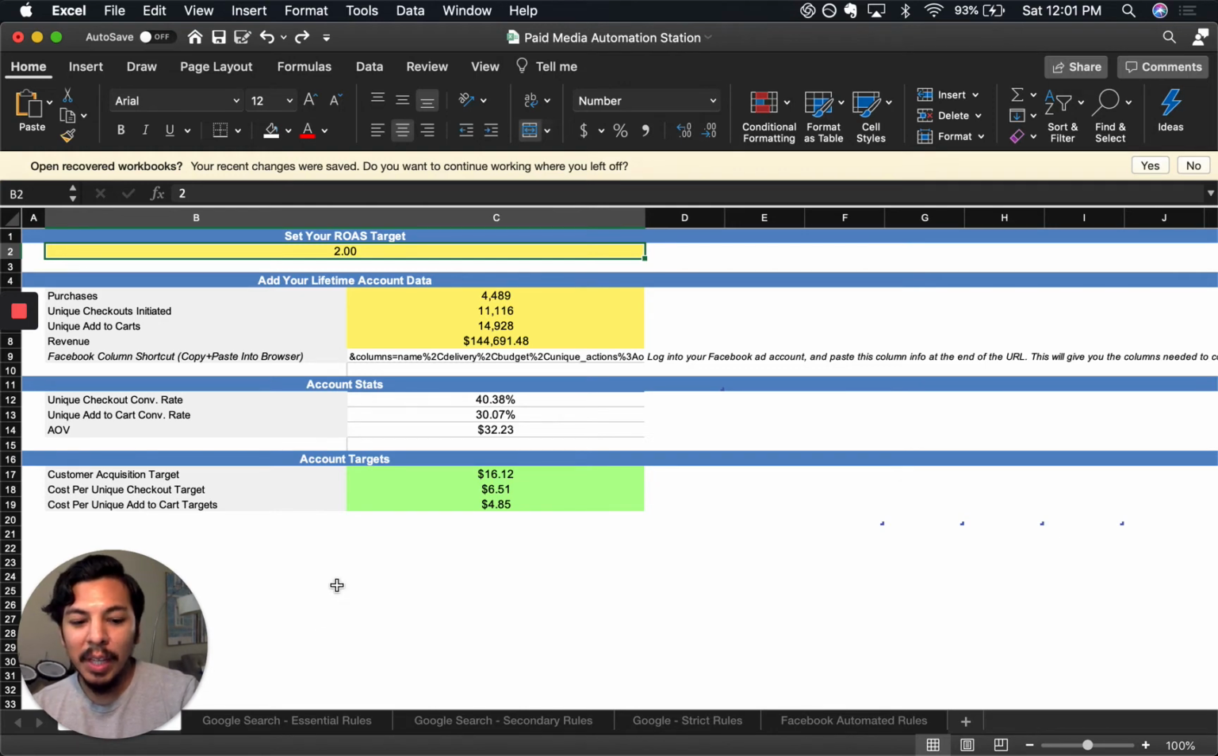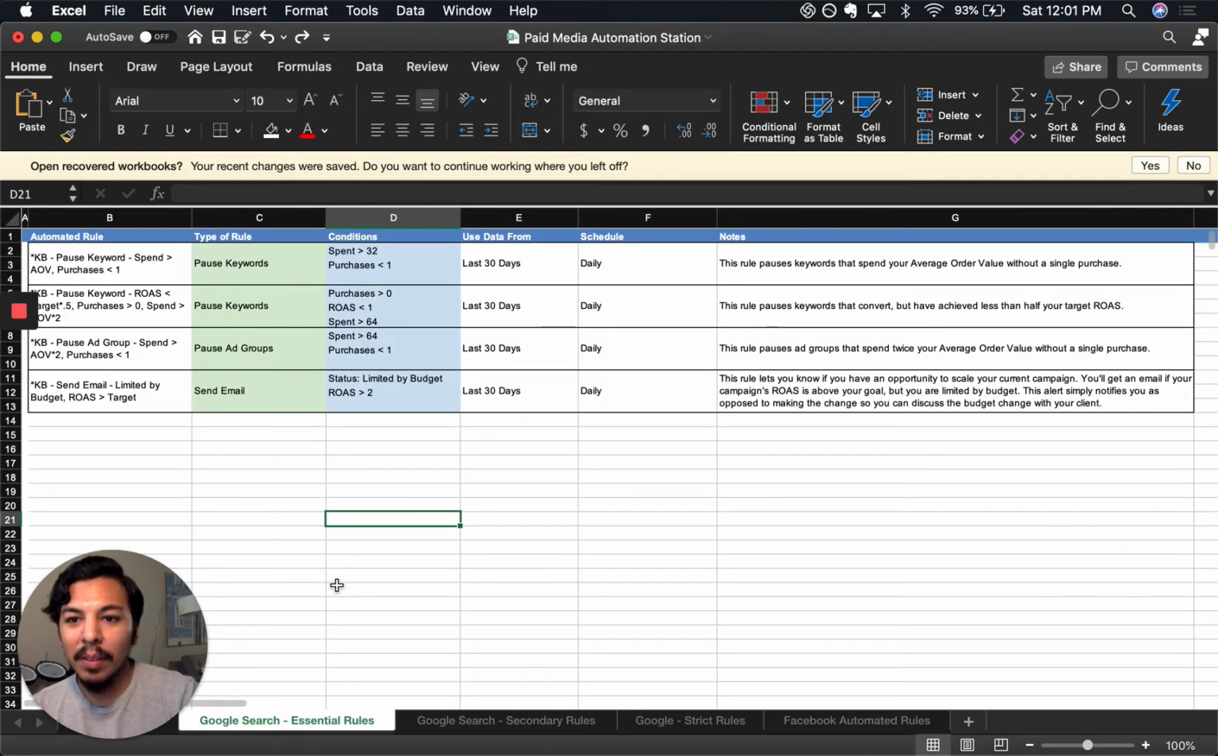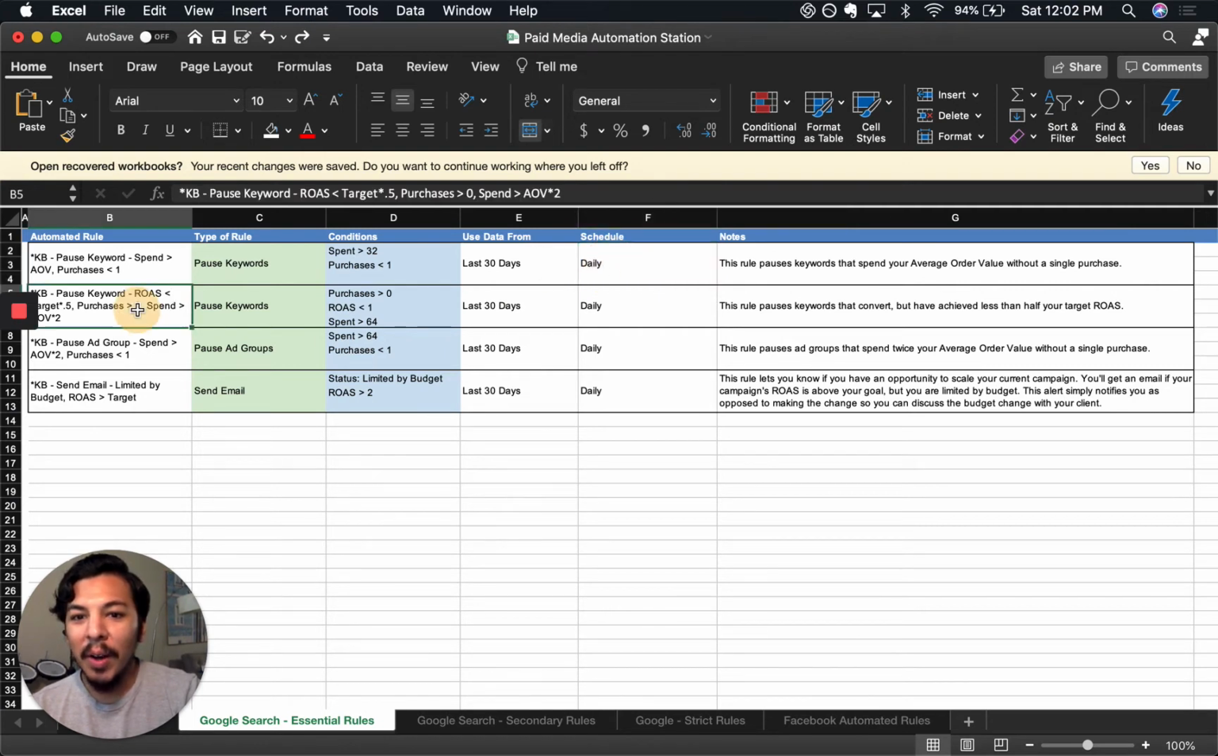And so just to give you an idea of what this looks like, my first rules here, these are the ones that I consider the most essential. If something spends my average order value and doesn't have any purchases, then I want to pause this keyword. And for most accounts, I usually look at this for the last 30 days on a daily basis. And also, if something has gotten a purchase, but it's still meeting less than half my ROAS target after giving it 2 average order values worth of chances, then I pause that also.